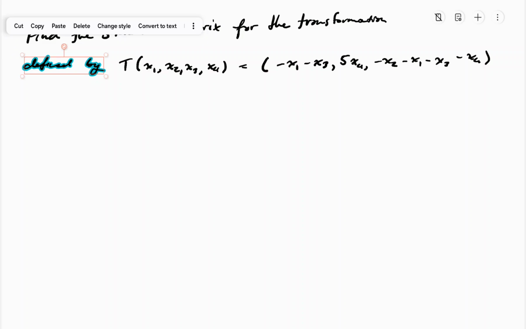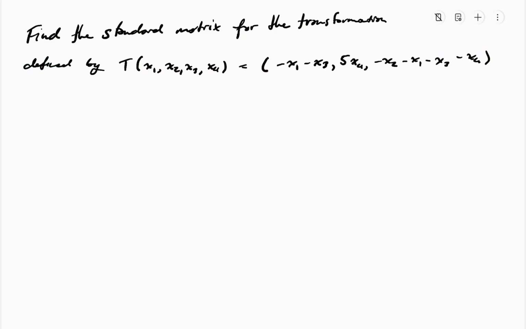Alright, so if we have a look at the screen, oh, my apologies. We will have the example up on the screen. We are being asked to find the standard matrix for the transformation defined by T with x1, x2, x3, and x4, and the output is whatever is on the screen. So basically what this is asking us is to find the matrix that is transformed and write it as a matrix.